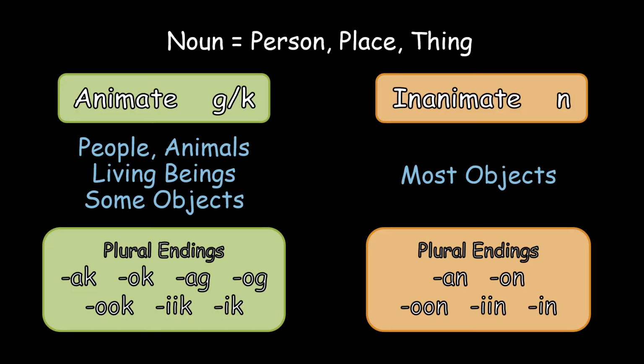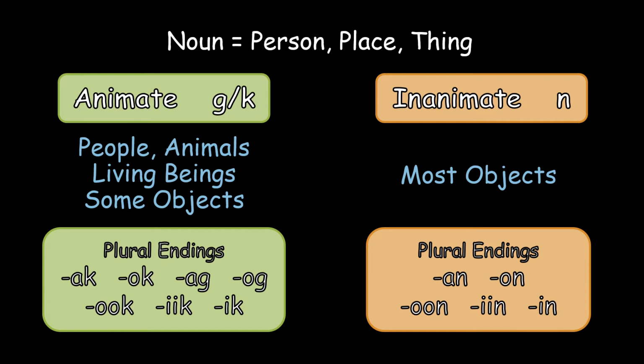If you recall from school, a noun is a person, place, or a thing. In Anishinaabe language, we have two classifications of nouns, animate and inanimate. Similar to the English way of thinking about animacy, people and animals or living beings are animate. In Anishinaabemowin, there are other objects that are also considered animate, and most objects that are considered inanimate.